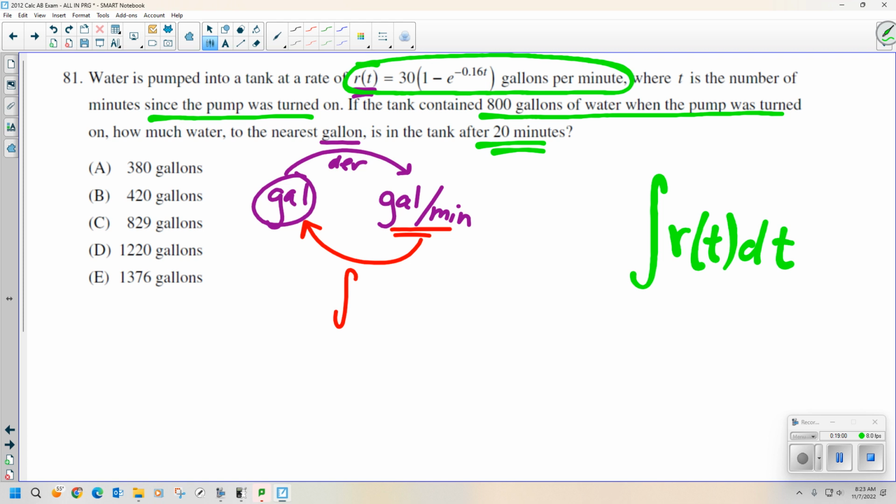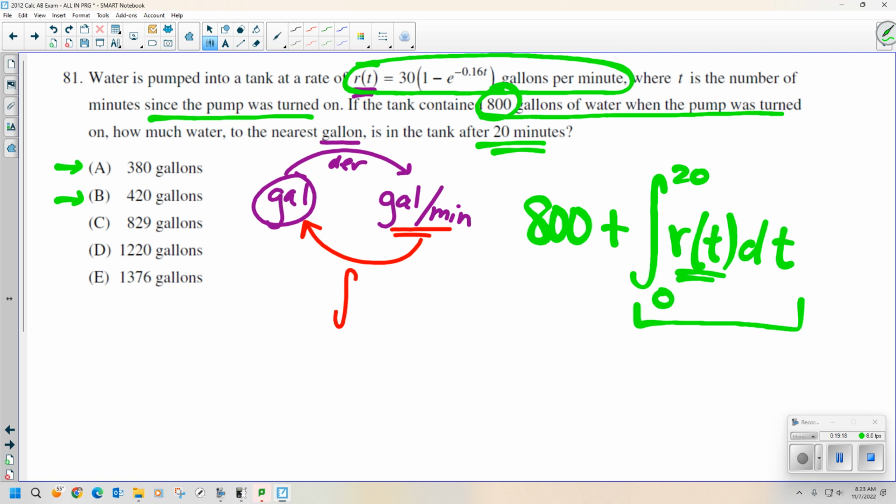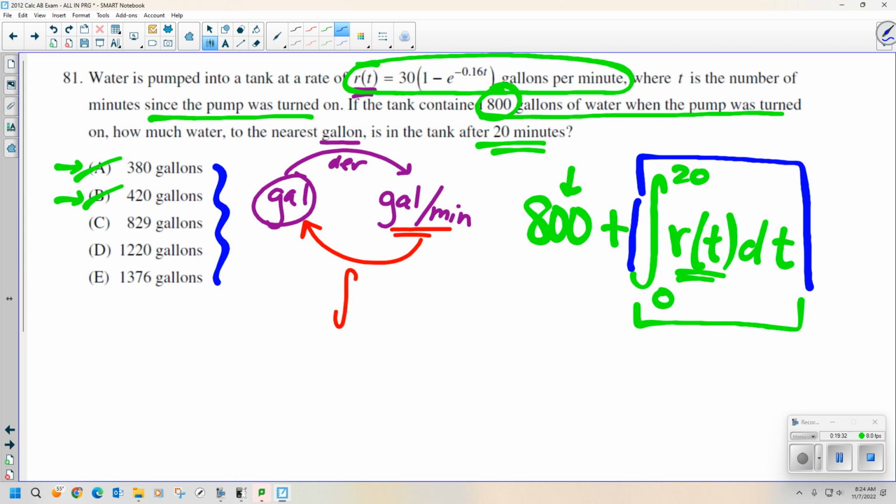20 minutes. So starting, this is when I turned it on at time 0 to 20 minutes. This would give me how much water gets added into the tank then. But don't forget, there was already 800 in there. So I need to add that. So there's no way I can have less than 800 in there because there was already 800 in. I guarantee you, if I did not add 800, if I just figured out what number this is, that answer will definitely be here somewhere if you forget to add the 800.